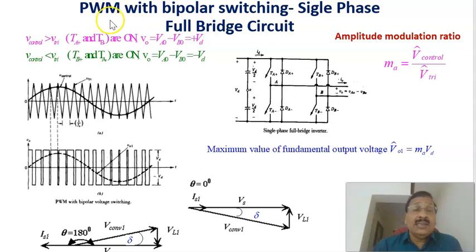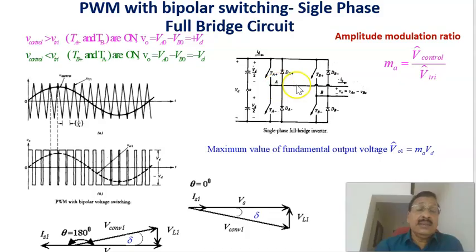Now in this slide, I'll be explaining how you can control the fundamental component magnitude as well as phase angle with respect to the grid voltage, using a PWM bipolar switching method. This is a full bridge converter, which we have already seen. These are the four switches and these are the feedback diodes. This is the DC side and this is the AC side.